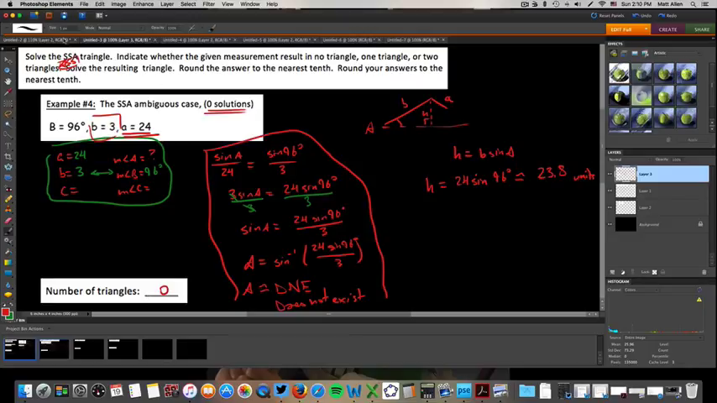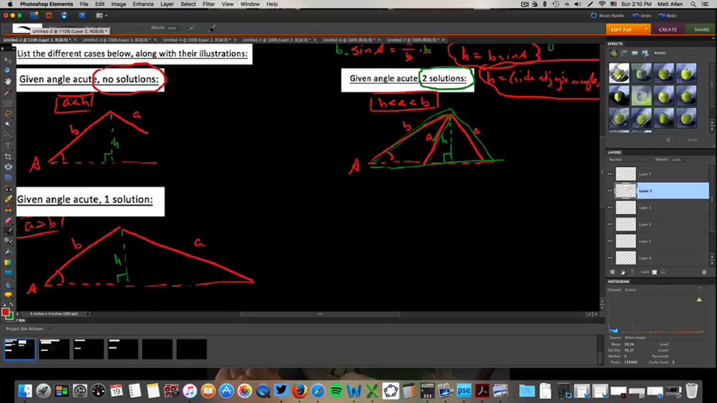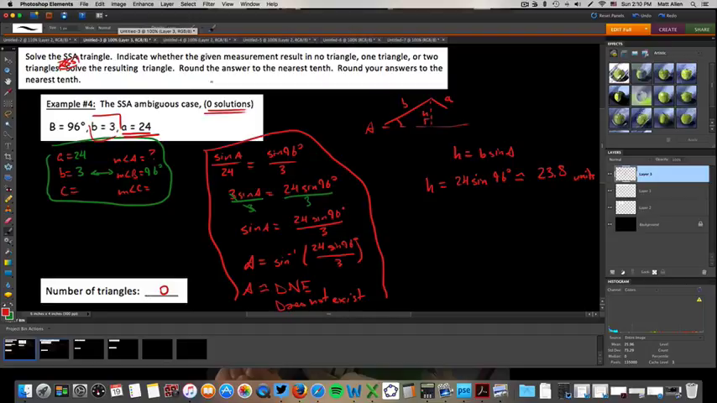And so going back and looking at our cases, the side opposite our given angle was less than that height value that we just found, so there must be no possible triangles. An easy way to determine this, though: go solve it like you normally do, and if you get a domain error, it's because you have no solutions. Cheers.